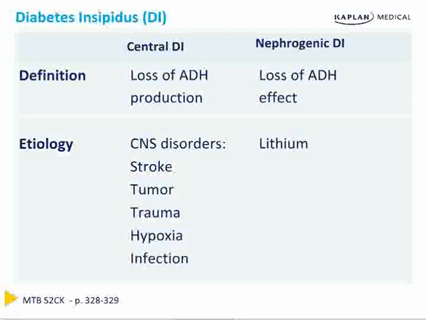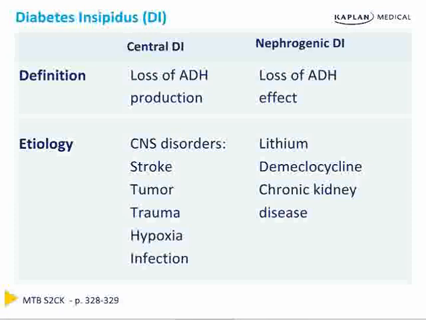Whereas causes of nephrogenic diabetes insipidus, more often than not, it's going to be a patient who's supratherapeutic on lithium. But other etiologies include taking demeclocycline, which blocks the antidiuretic hormone receptor, chronic kidney disease, which renders the kidney unable to respond to antidiuretic hormone normally, hypokalemia, and hypercalcemia.